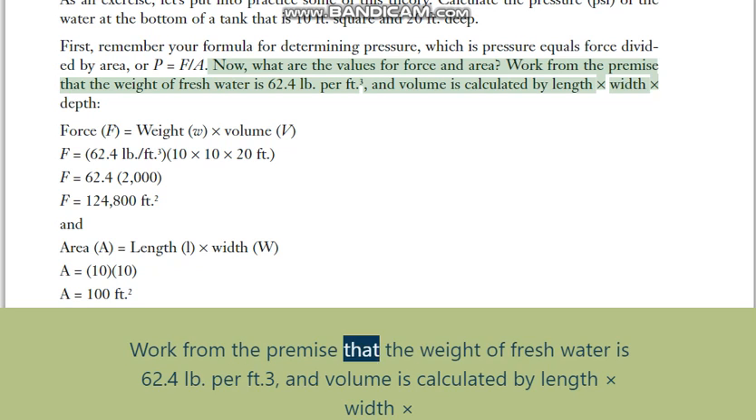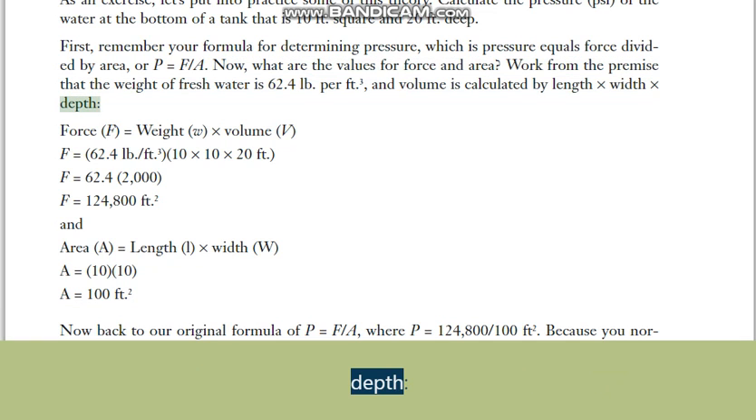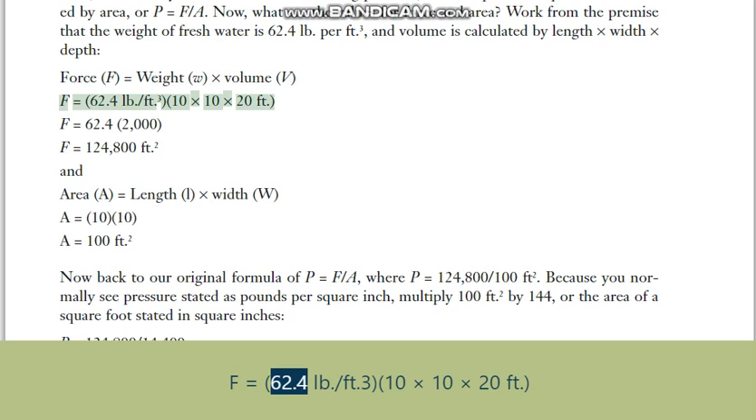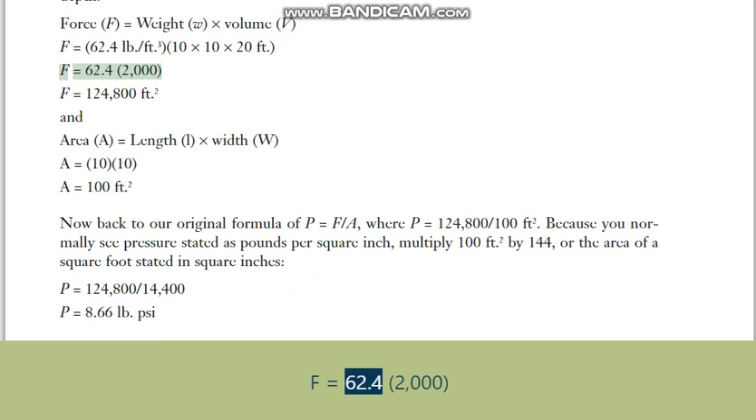Work from the premise that the weight of fresh water is 62.4 pounds per foot³, and volume is calculated by length times width times depth. Force, F, equals weight, W, times volume, V. F equals 62.4 pound/foot³ times 10 times 10 times 20 feet. F equals 62.4 times 2000. F equals 124,800 pounds.